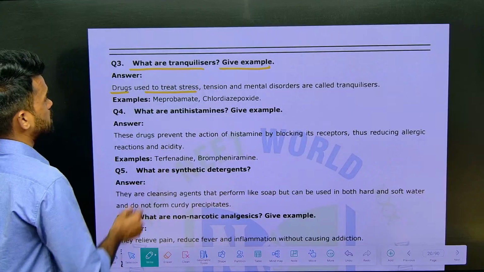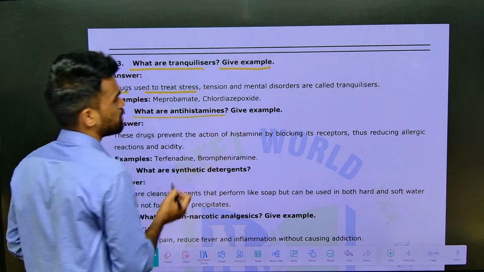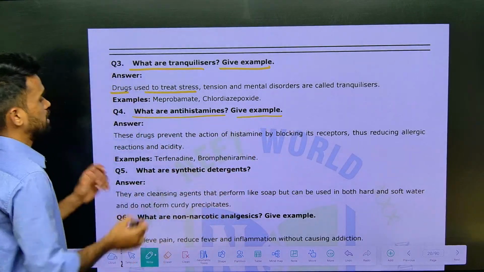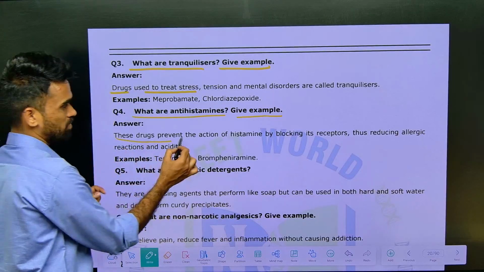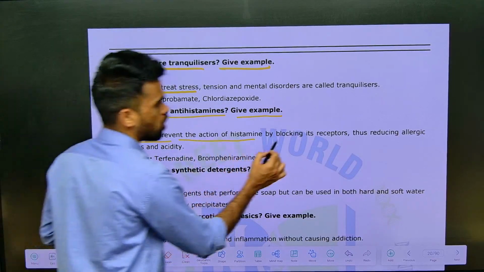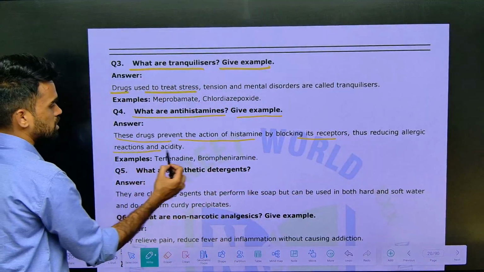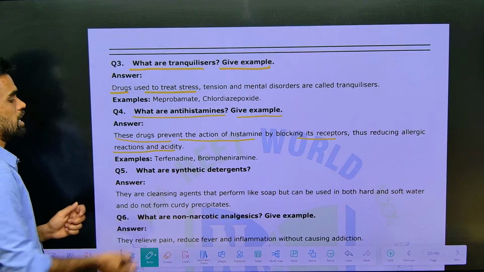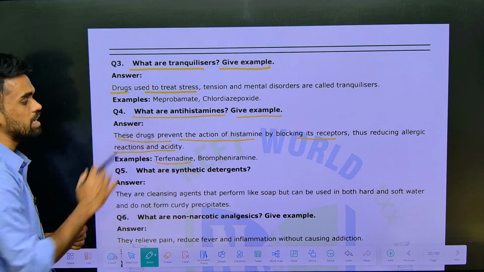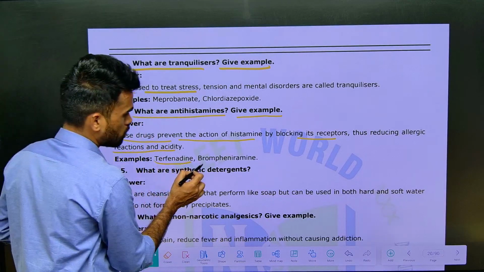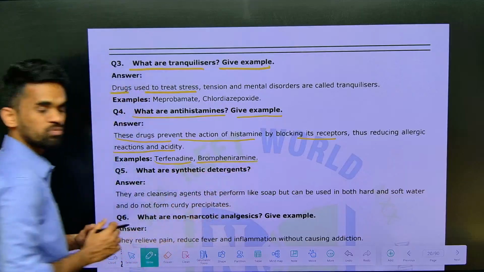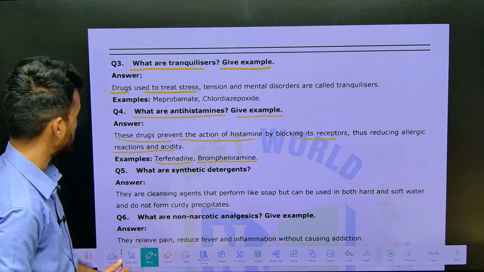Next, what are antihistamines? Give example. These drugs prevent the action of histamine by blocking its receptors, thus reducing allergic reactions and acidity. Terfenadine is an example of an antihistamine. Brompheniramine is another example of an antihistamine.